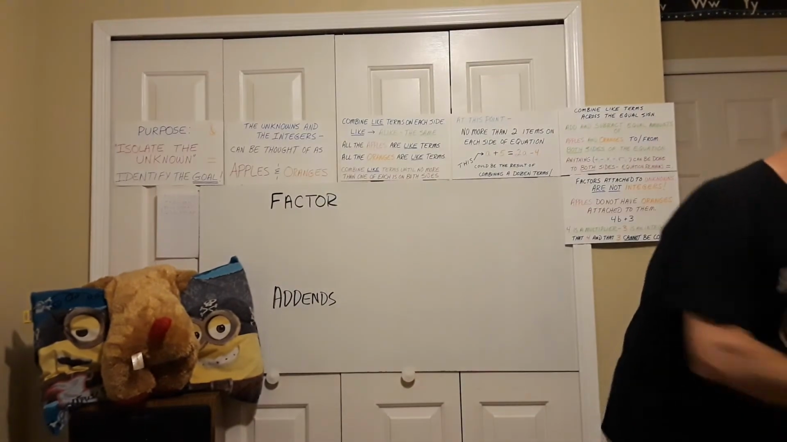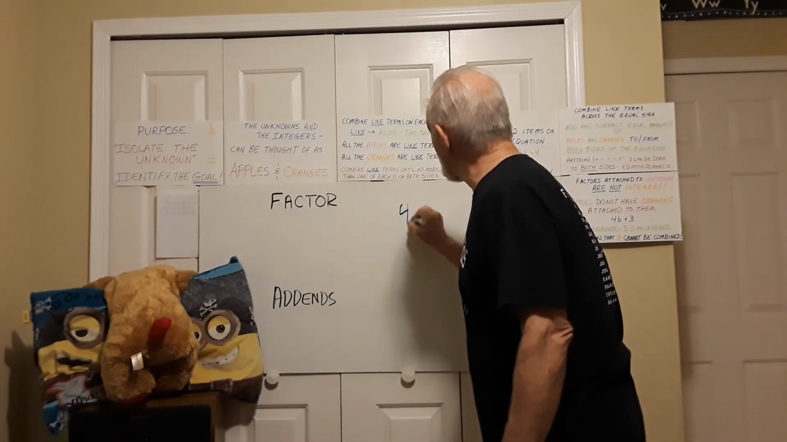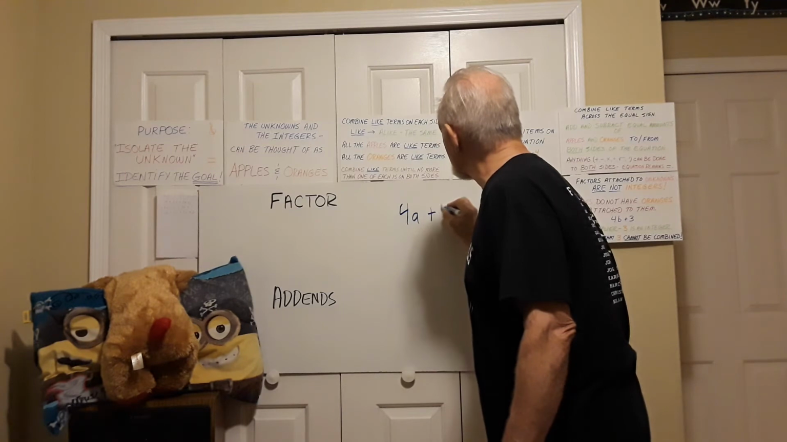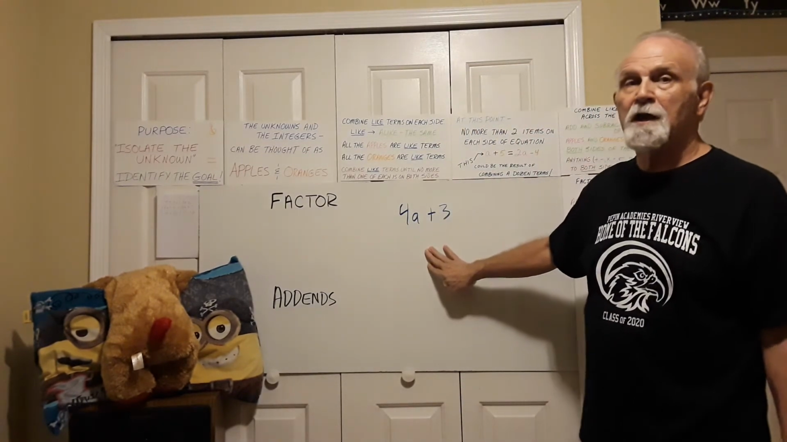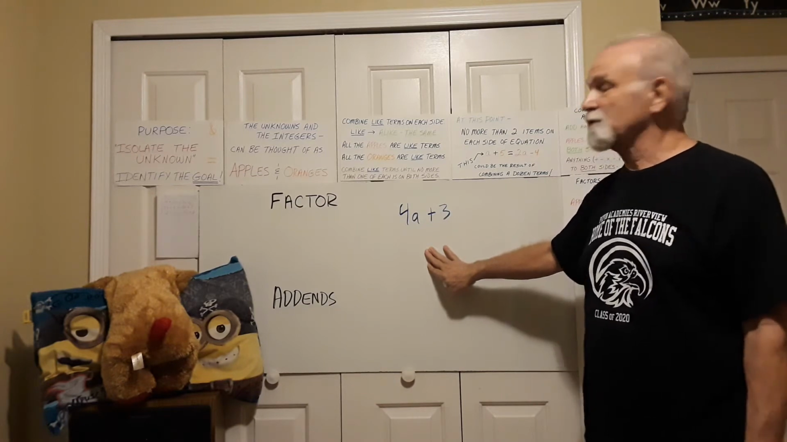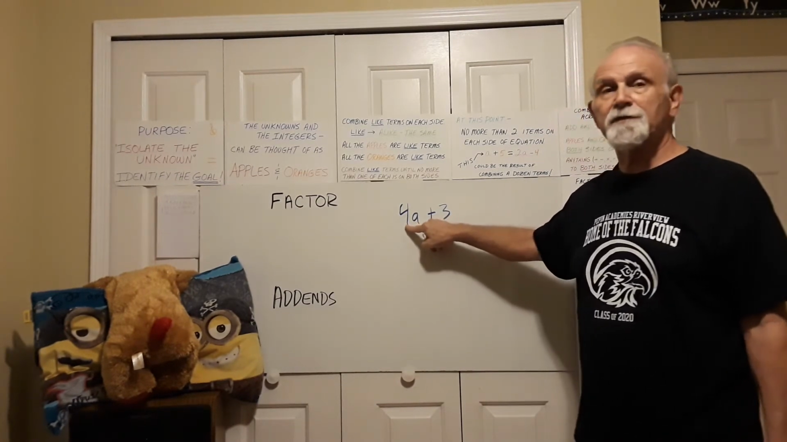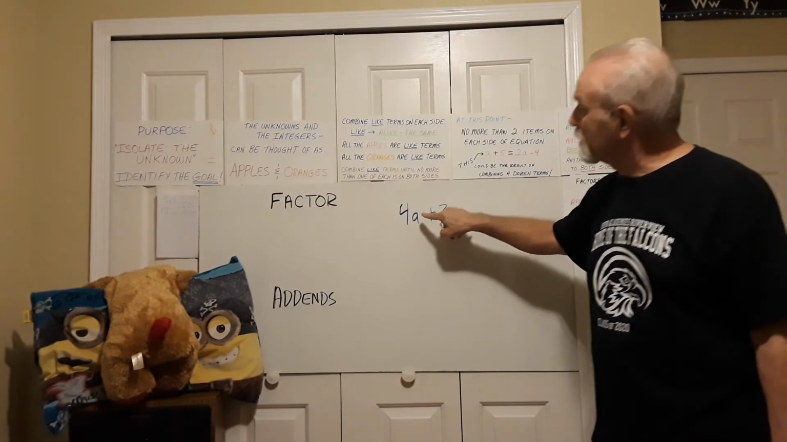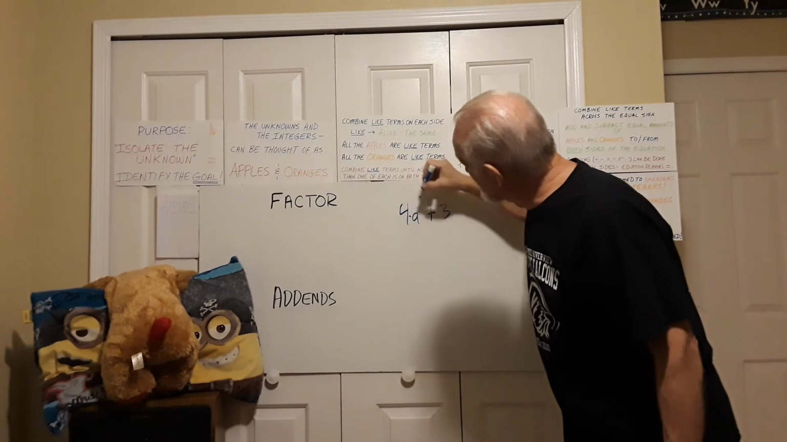So when you encounter something like this, 4a plus 3, you know that's never going to be 7a. There is no way that is going to be 7a. This 3 cannot be added to this 4. Why? Because this is a factor. This is already taken up by the A.